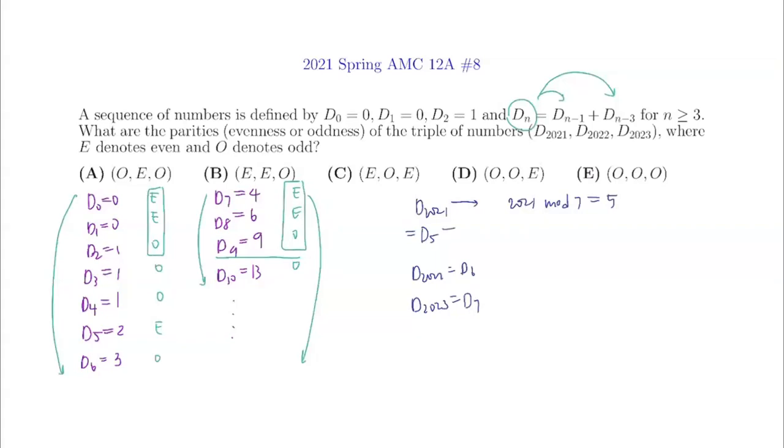Okay, so that means we just need the parities of d sub 5, d sub 6, and d sub 7. Well, d sub 5 is going to be even. D sub 6 is going to be odd, and d sub 7 is going to be even. Okay, then that means even, odd, even is going to be our ordered triple. So that'll just be E, O, E. And that happens to be answer choice C.